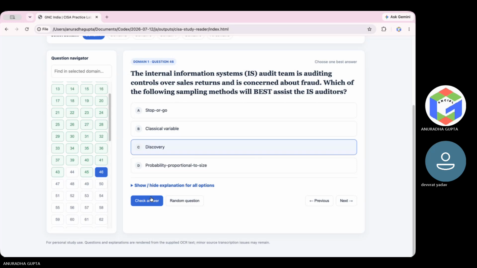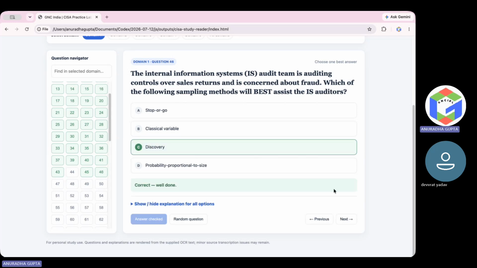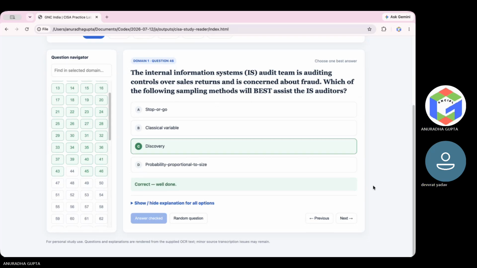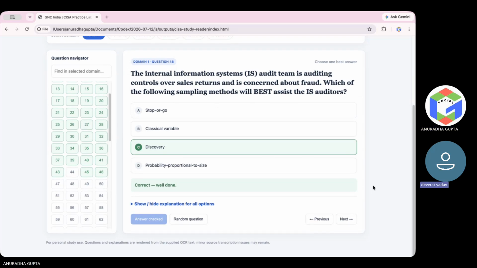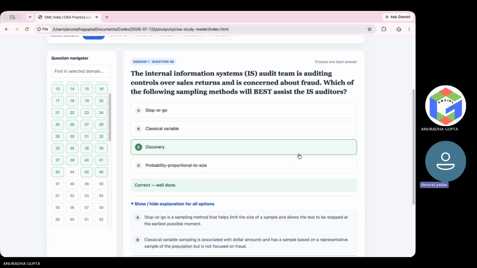C is the correct one. Fine. Are you aware about this stop or go? I don't know stop or go, but discovery, I know. It is the sampling method used for fraud detection. Okay, I would suggest that let's go for the explanation so that we can see the explanation for the rest.